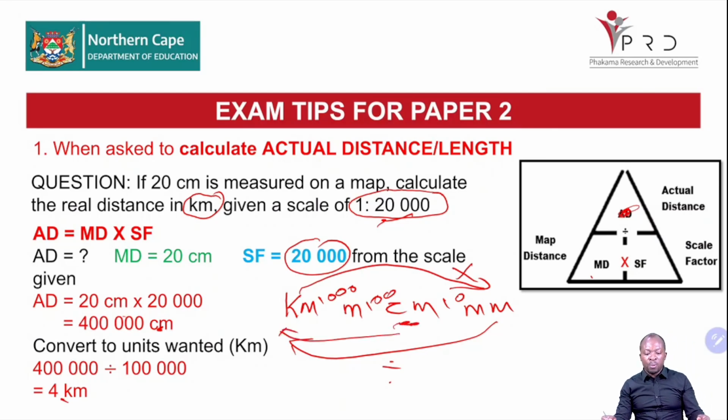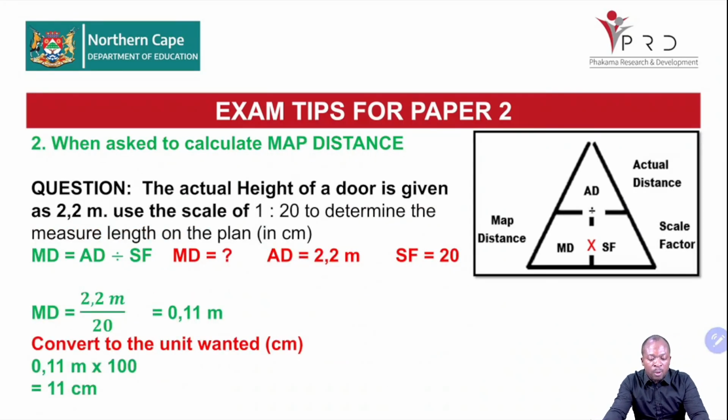So what do we do? How many zeros? You can see here, we have got 5 zeros, that is 100,000. So we are going to divide by 100,000. It means the distance is 4 kilometers.